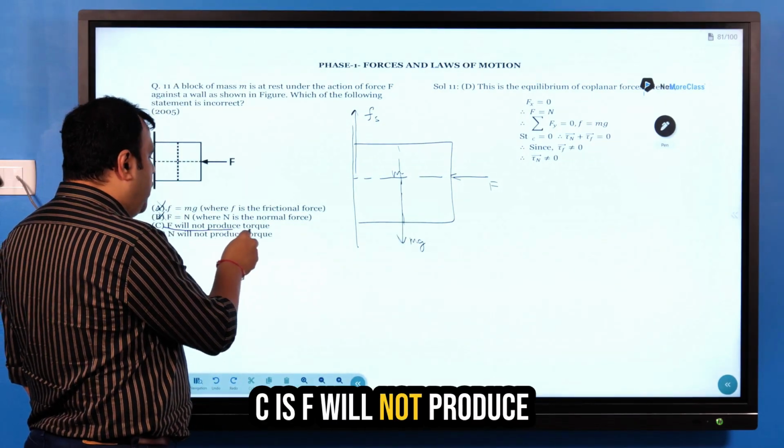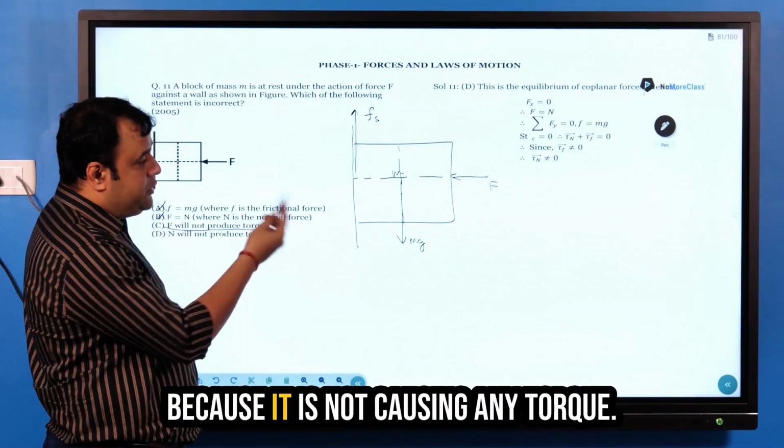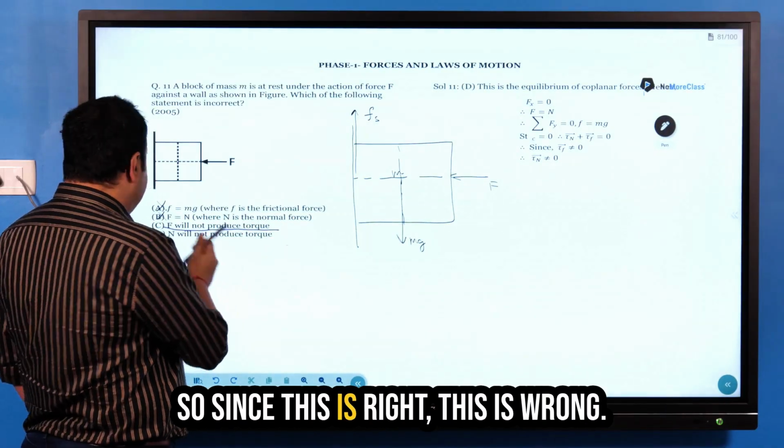Answer C is F will not produce torque, right? Because it is not causing any torque. So since this is right, this is wrong.